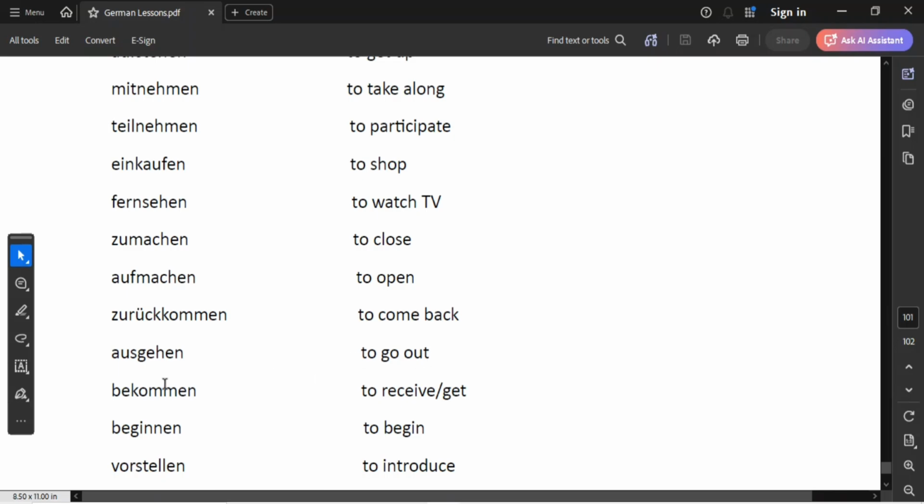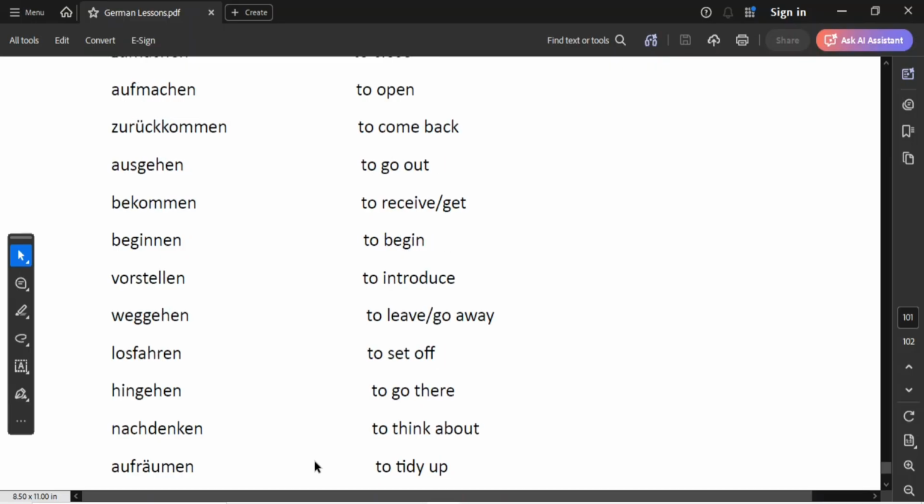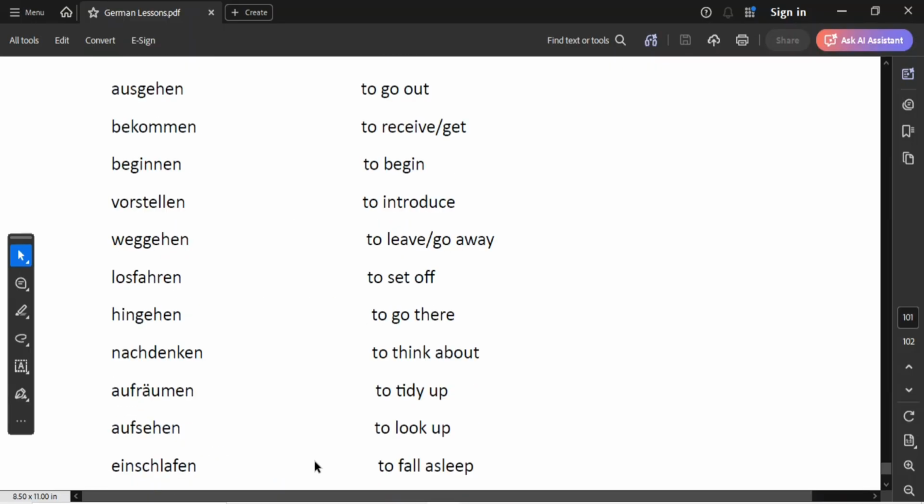ausgehen, to go out, bekommen, to receive or get, beginnen, to begin, vorstellen, to introduce. Remember when we are looking at sich vorstellen, so vorstellen means to introduce. Then we have vergehen, to leave or go away, losfahren, to set off, hingehen, to go there, nachdenken, to think about, aufräumen, to tidy up. We have aufsehen, to look up, and we have einschlafen, to fall asleep.